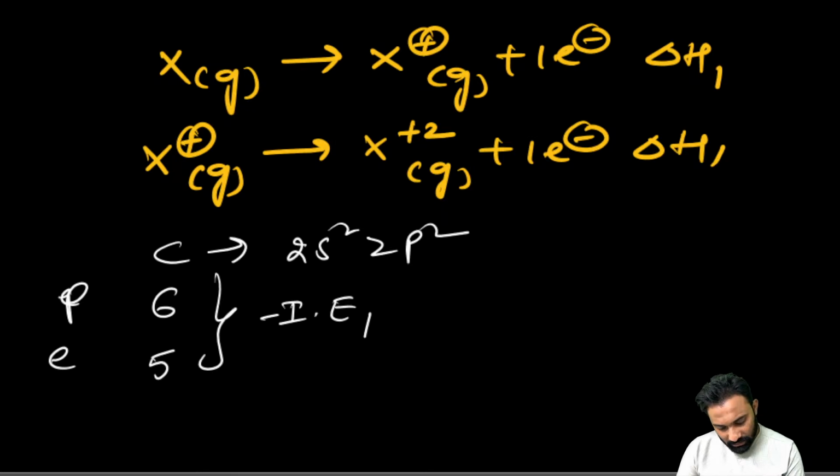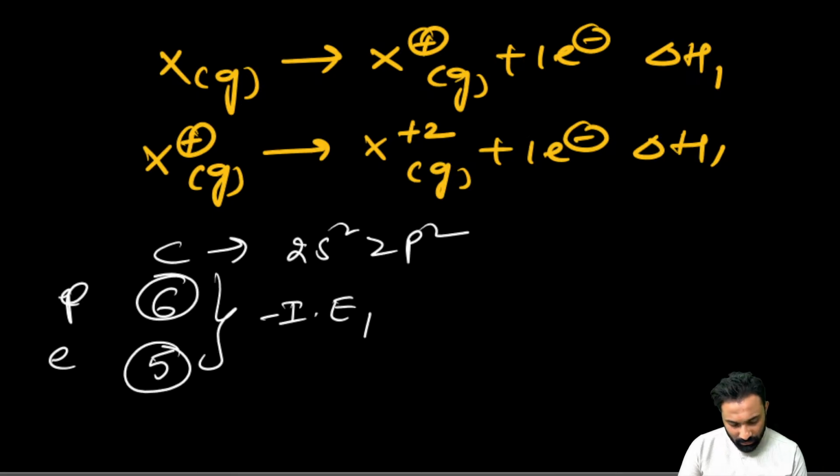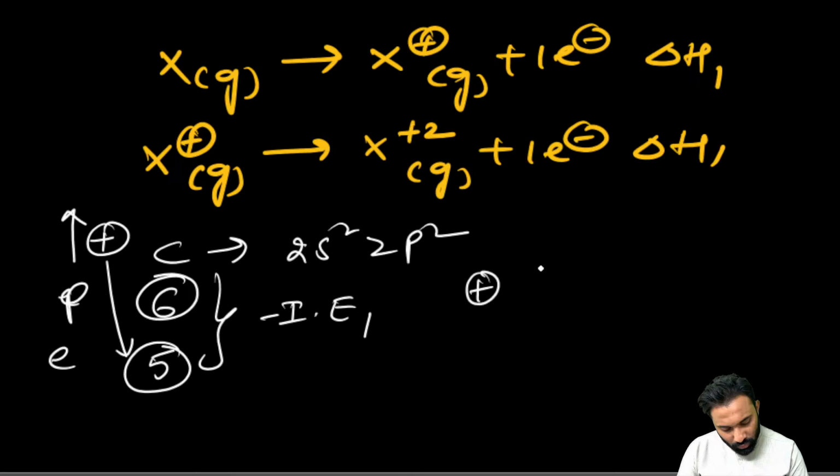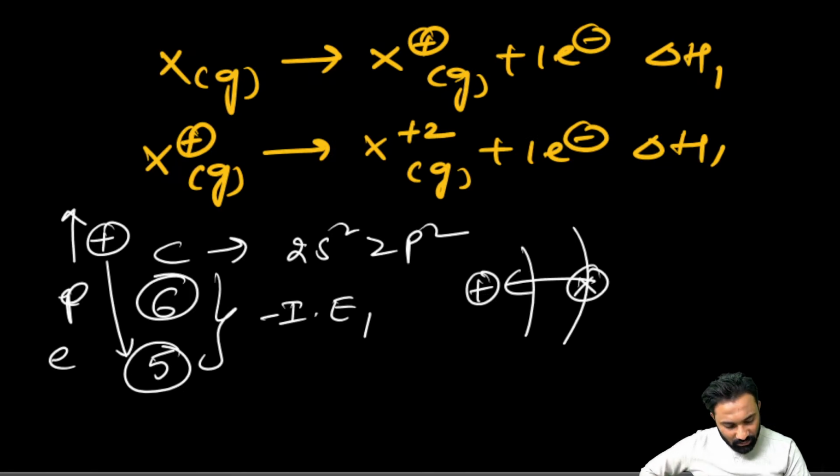IE1 means, after already giving one electron, protons are 6, electrons are 5. One proton is unbalanced with the electrons, so the nucleus expresses a high nuclear charge, which means the valence electrons are strongly attracted towards the nucleus. When the valence electrons are strongly attracted towards the nucleus, will the electron be given easily? No, it will not give easily. So that's the reason we have to supply more energy.